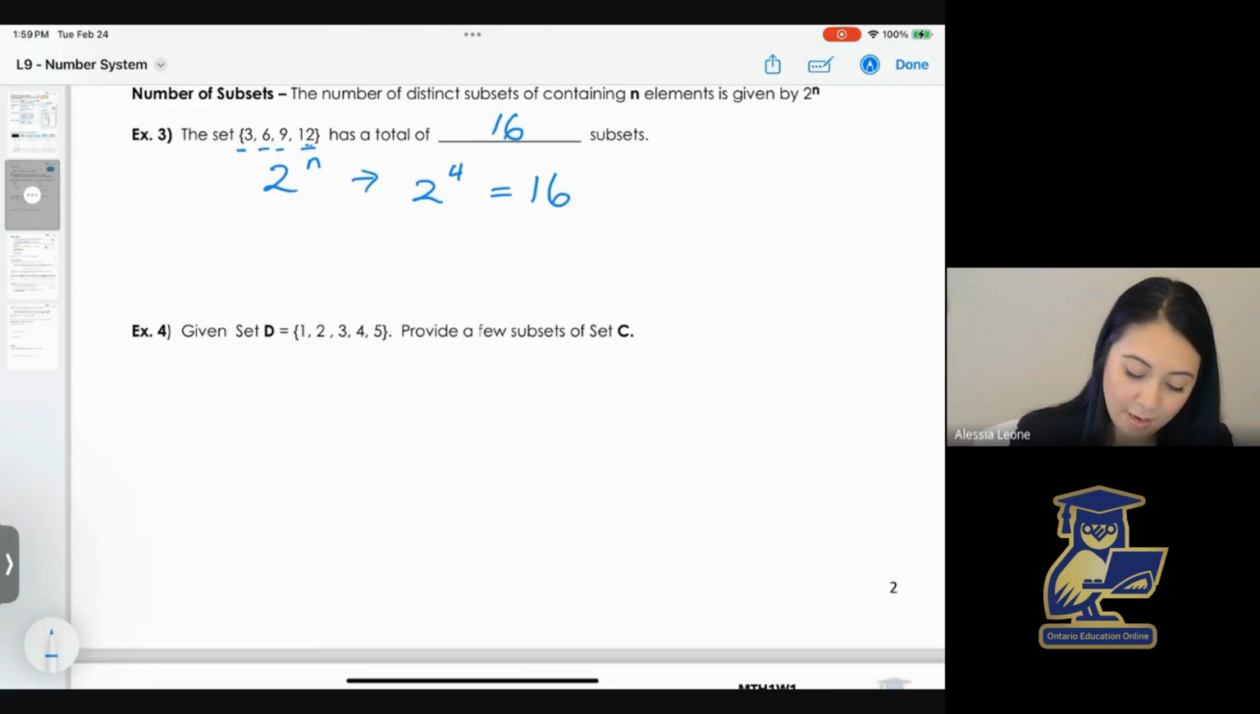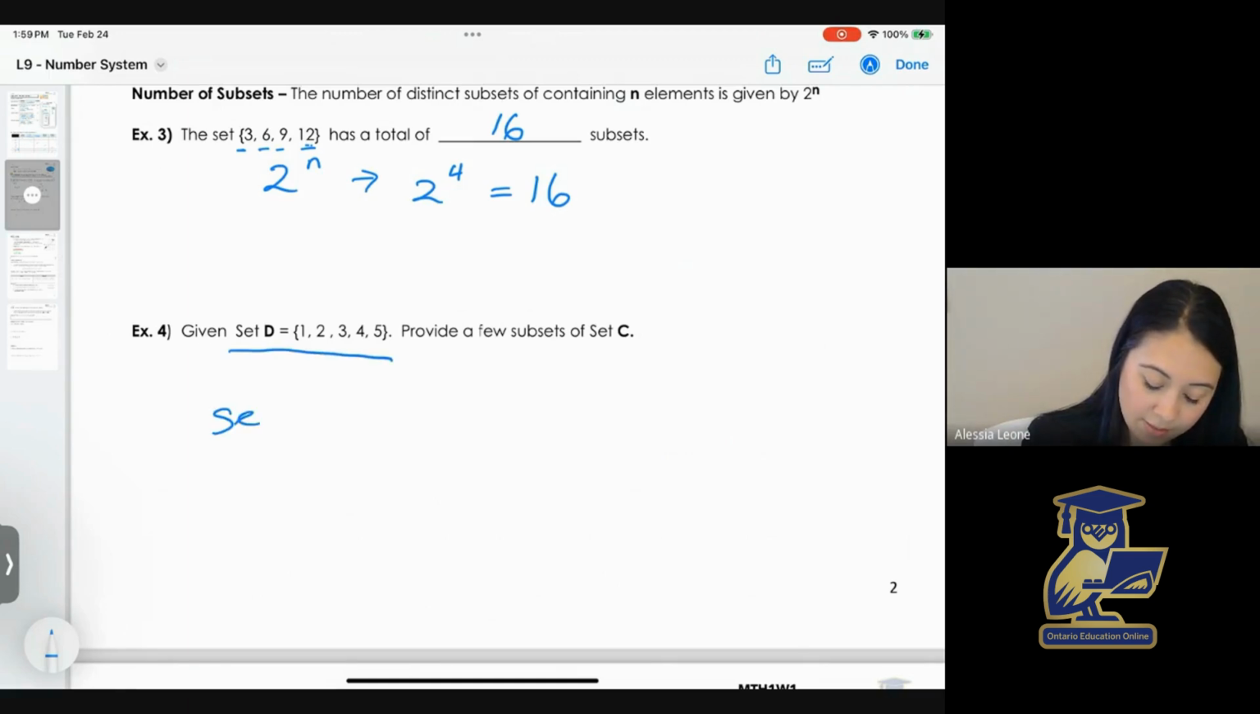Given this set of numbers, provide a few subsets of set C. So in this set D, set C, let's find a subset.